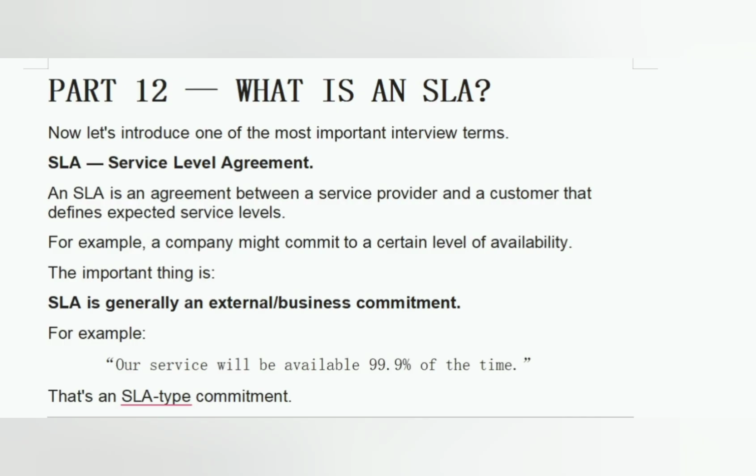Coming to part 12, what is an SLA? Let us understand this. SLA is service level agreement. An SLA is an agreement between a service provider and a customer that defines the expected service levels. For example, a company might commit to a certain level of availability. The important thing is SLA is generally an external or business commitment. For example, we commit that our service will be available 99.9% of the time. That's an SLA type of commitment. Like we are committing to the business that it will be available 99.9% of the time.